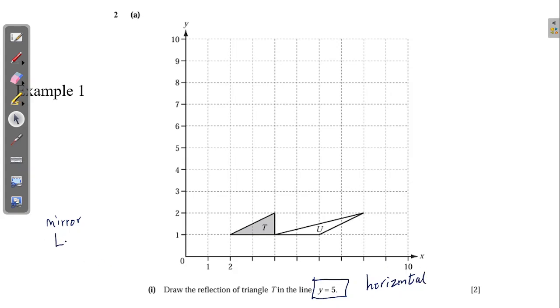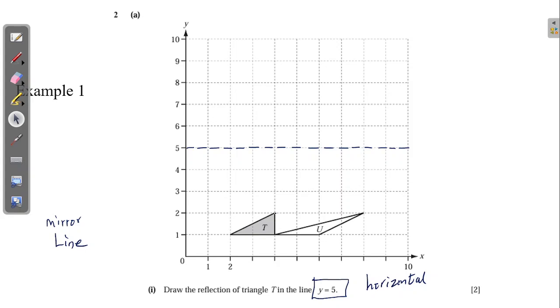So I'm going to draw my mirror line, y equal to 5. So this is the mirror line. Okay, so you draw that mirror line at y equal to 5. Now the next thing you are going to do after drawing that mirror line is to now reflect triangle T. Now the way this is done, you are going to do it point by point.